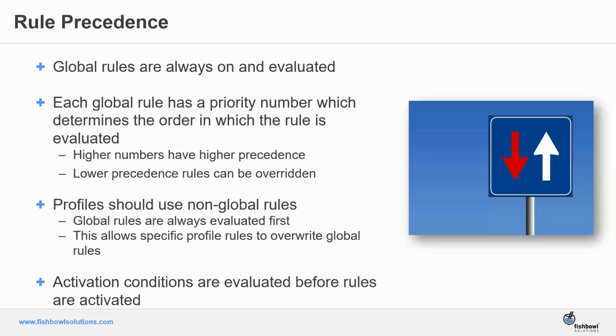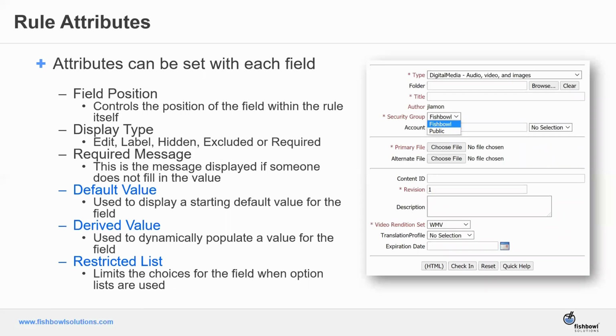The profiles I talk about should use non-global rules. Basically, there's a flag that you set when you're defining a rule as global or non-global, and a priority value for that. You want to make sure that's unchecked so that you can use those rules within the profiles. And this allows you to get really creative in terms of that experience. Then the activation conditions are evaluated before rules are activated, so they are flexible for you to leverage that way. As you dig down into the rules, attributes can help drive the configuration to be a more targeted experience.